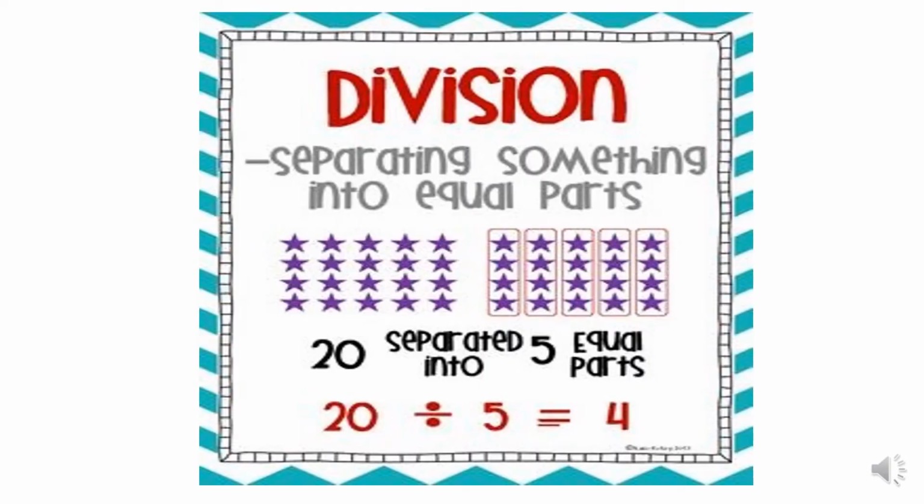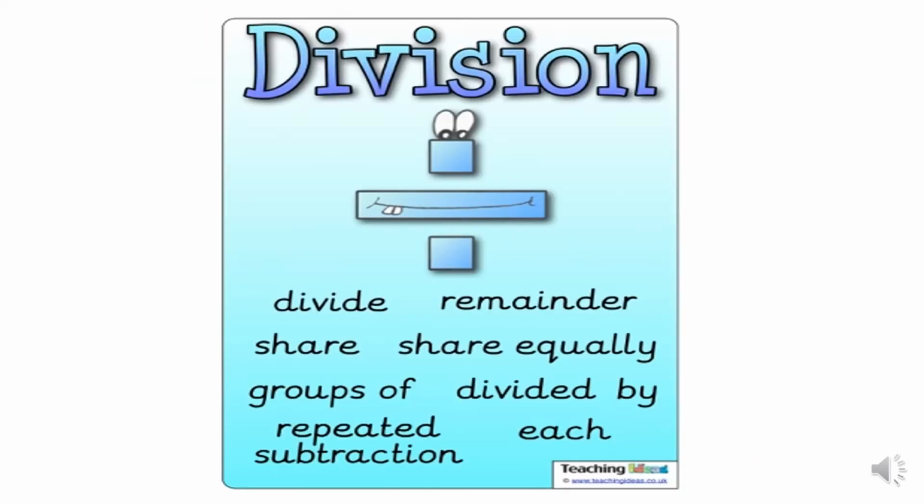So let's remind ourselves what division means. Division is separating something into equal parts. When we think of it in maths, this is when we separate amounts into equal parts or into equal groups. And when we divide, we use a special symbol, the division symbol. It's a line with a dot on top and a dot underneath. We can use other words to describe division. We can think of the words share and share equally, groups of, and repeated subtraction.